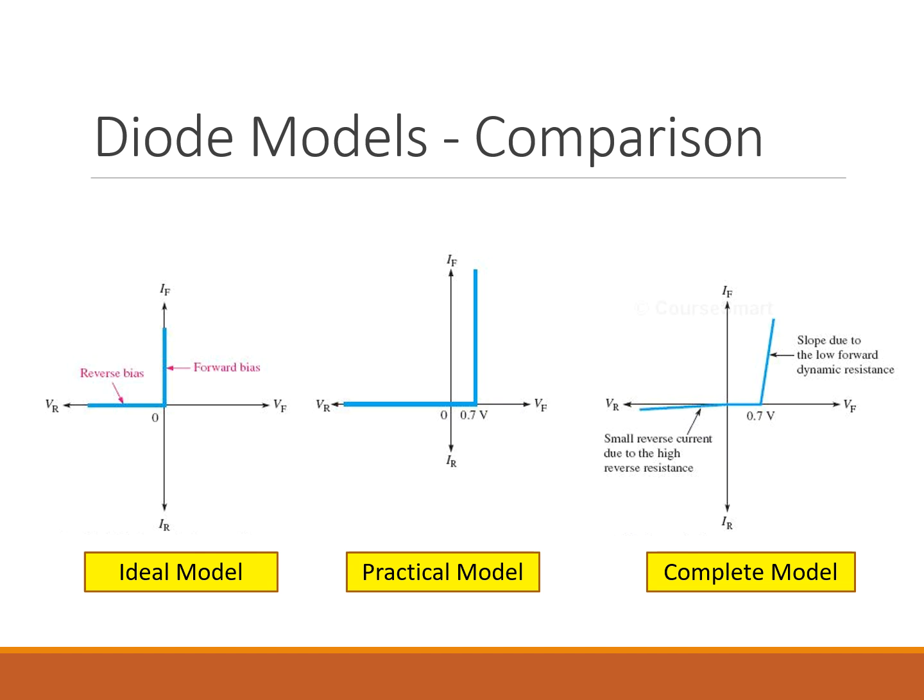Now, when we go to the complete model, here we see a 0.7 volt drop for forward conduction. Then the line slopes upward, not vertical. This slope represents the diode's dynamic resistance. And in reverse bias, there's a tiny slope backward. That's leakage current due to high, but not infinite, reverse resistance. So this model is the closest to how real diodes behave. That is about it.